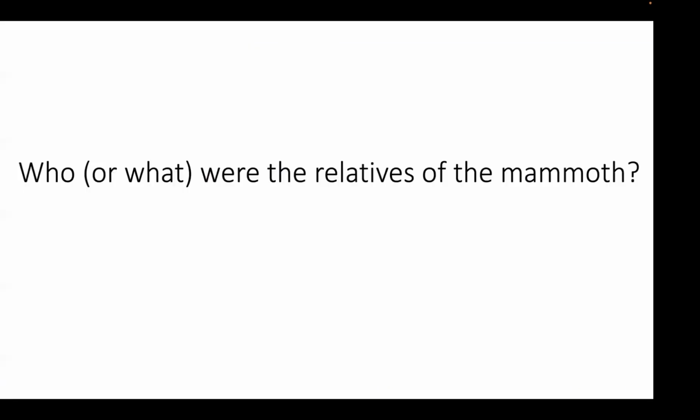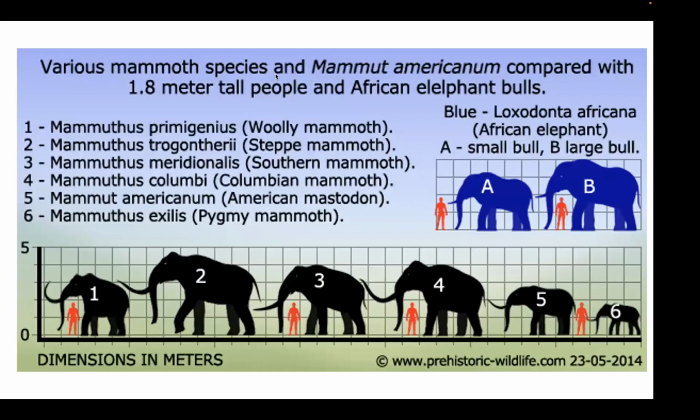So let's ask the first question for this talk. Who or what were the relatives of the mammoth? The woolly mammoth did not come straight out of the elephant family. There are some intermediate species, and some relatives of the mammoth which we know of. Mammuthus primigenius is the woolly mammoth, but there's also the steppe mammoth, which is much larger, even larger than the African elephant.